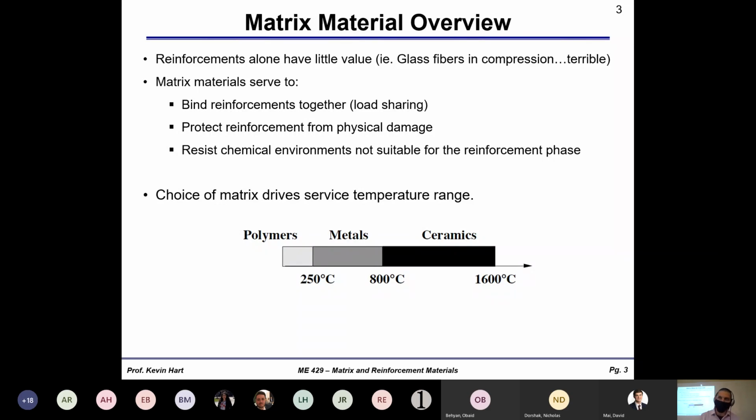Well, reinforcements by themselves, like glass fabric on its own, glass fibers on its own, don't really have a lot of load carrying capability in compression, right? You ever put the cloth of your shirt into compression? It just buckles, right? We know that. And I have some example glass fibers here that are not infused with polymer that we can take a look at. So I'll try to put a little bit of this on camera.